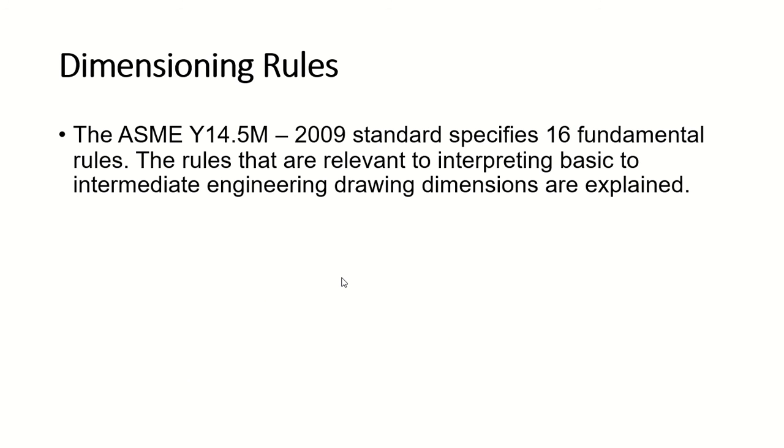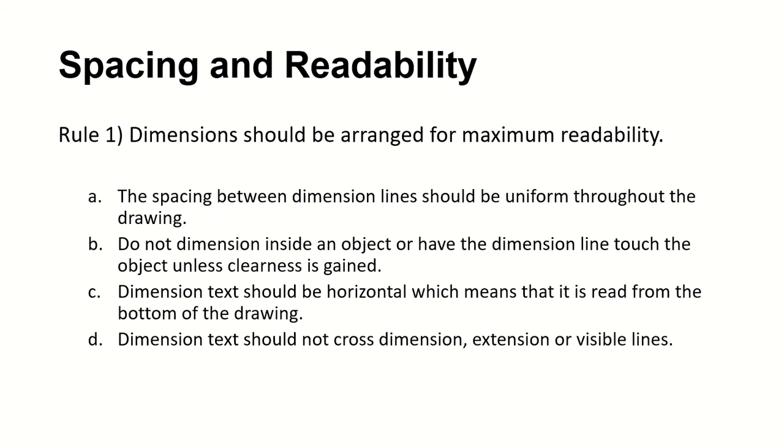Now we go into rules, strictly following the ASME standard. So in this case, Y14.5M 2009. Okay, so we have 16 fundamental rules, and we're going to learn all of that. So let's see. Rule one is dimensions should be arranged for maximum readability. So here are the rules. The very first one is the spacing. Of course, these are sub-rules for this big rule. So with this big rule, we're going to get into spacing and readability.